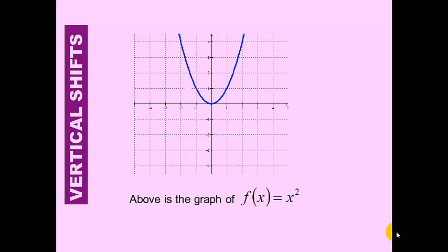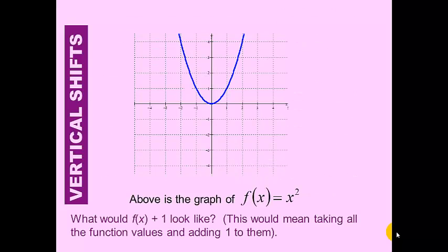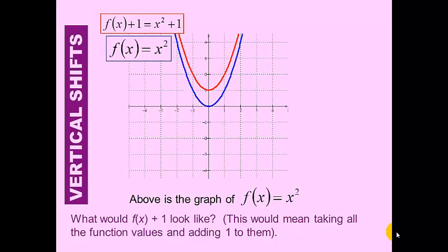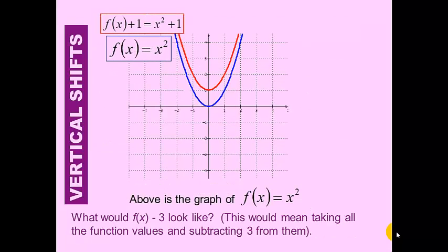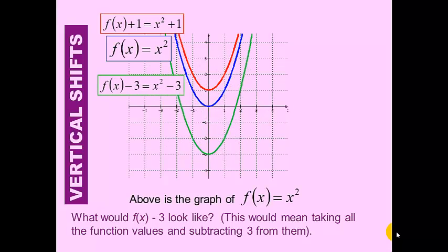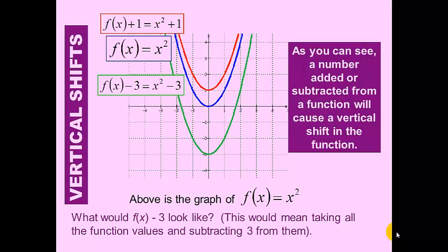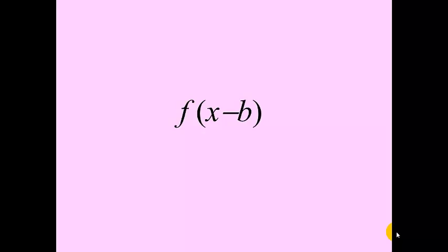That makes a vertical shift. So if we had our square function f of x equals x squared, and we said what would it look like if we added 1 on the end, we would add 1 to all function values, so it would shift everything up 1. If we subtracted 3, all the function values would be 3 less, and so it would vertically shift the function down 3. So remember that a constant added on the end of the function causes a vertical shift.